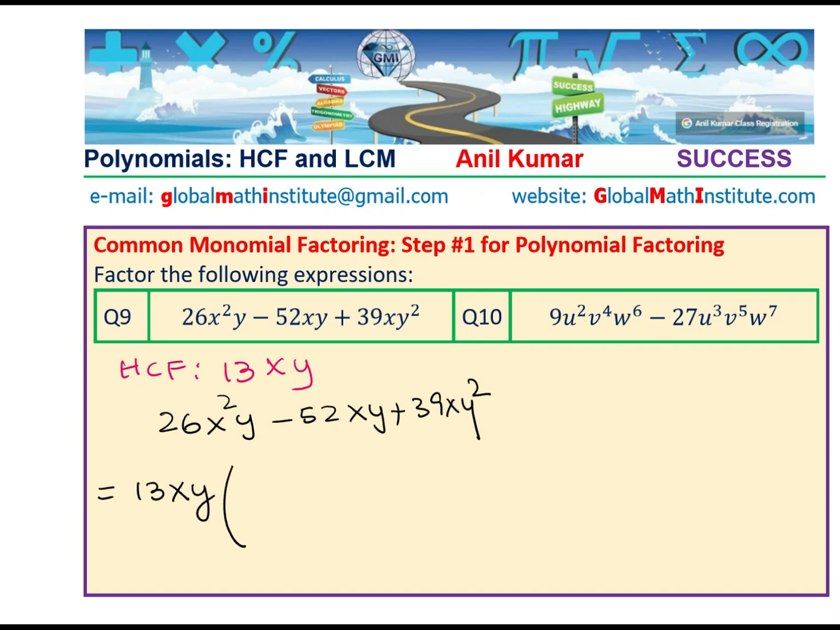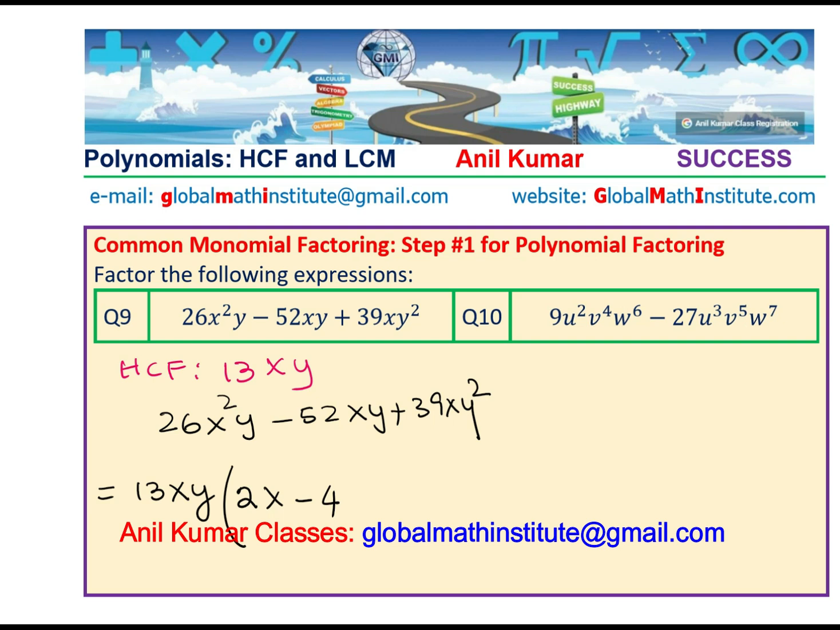Dividing 26 by 13 gives us 2. X remains, right? 13 times 4 is 52. And then we have plus 39 is 3 times, and we are left with y. Is that clear to you? So I hope you got the technique to do it. The last one, I'd like you to pause the video, answer, and then look into my suggestions.